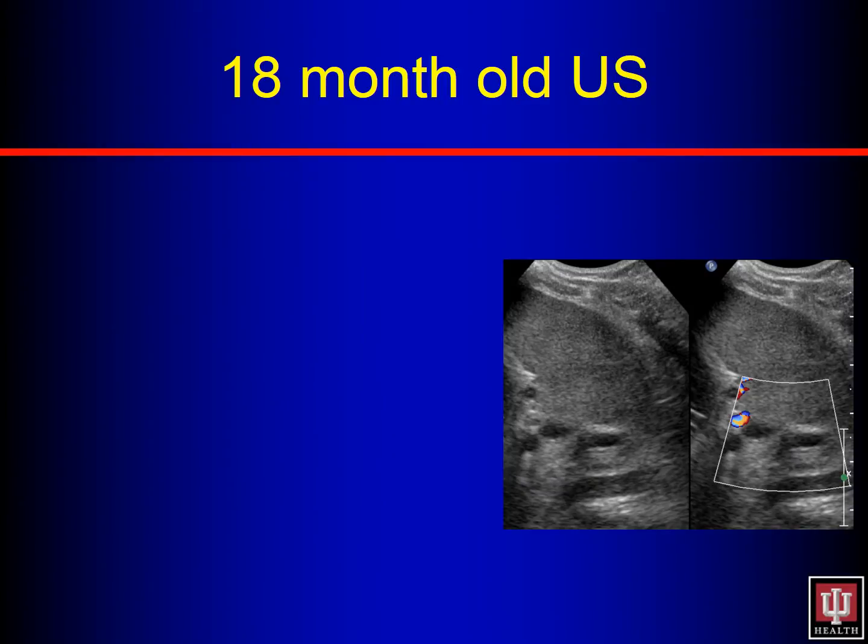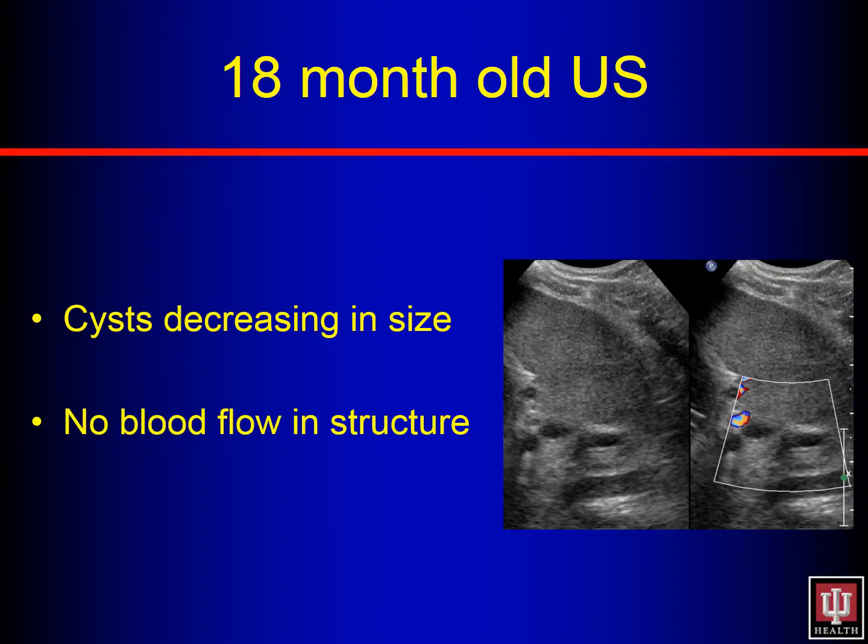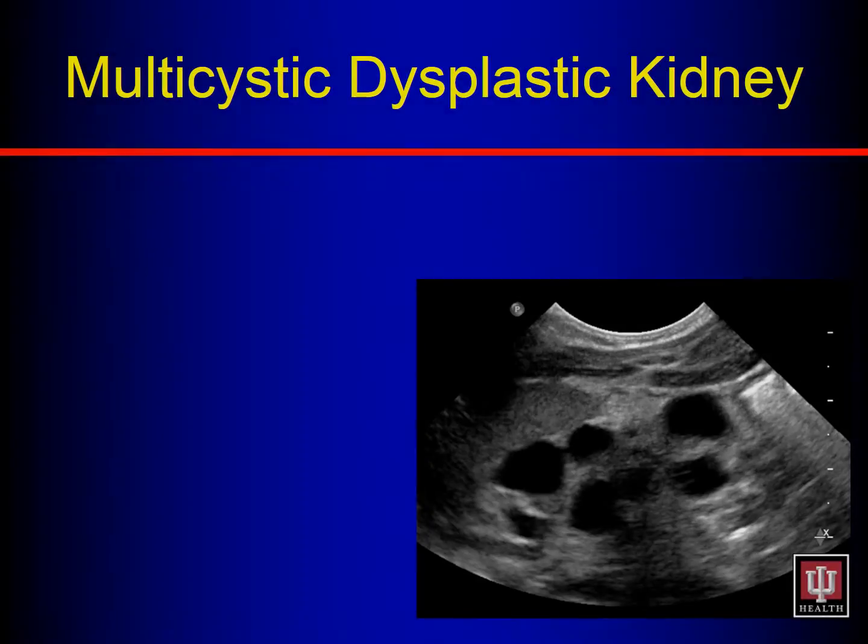And our final image for this case is an 18-month postnatal ultrasound, which shows that the cystic collection has decreased in size. There's an involution going on where each individual cyst is smaller, there's less of them visible, and there's no blood flow in any residual renal tissue. So when we put all of these images together, this is a pretty classic presentation for a multicystic dysplastic kidney.